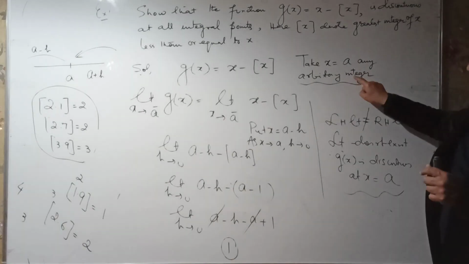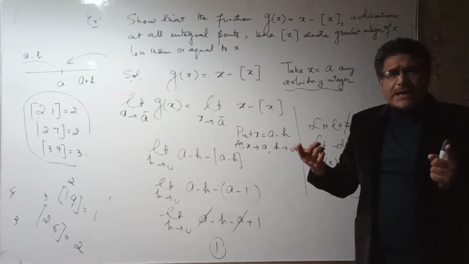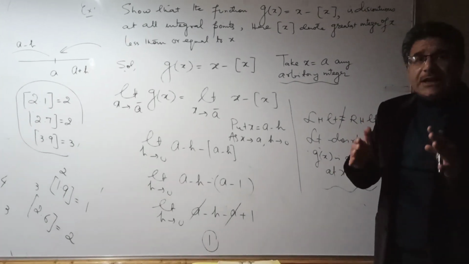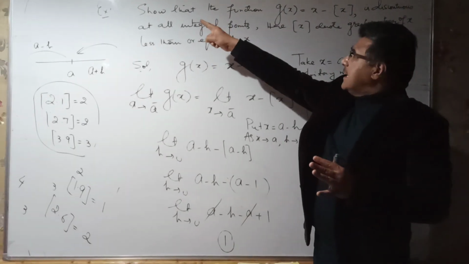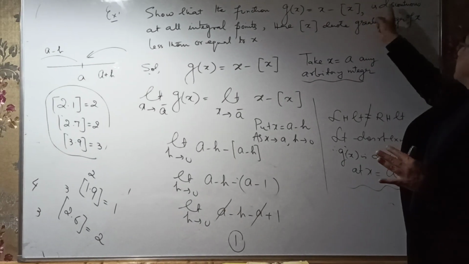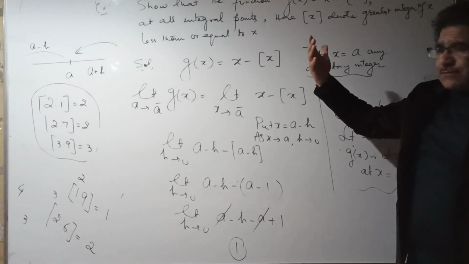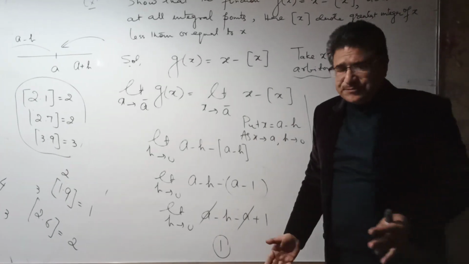What is a? a is an integer. Now instead of a you can take 1, 2, 3, 0, minus 1. So that means this function is discontinuous at all the integral points. So this means we have proved that it is discontinuous at all the integral points.